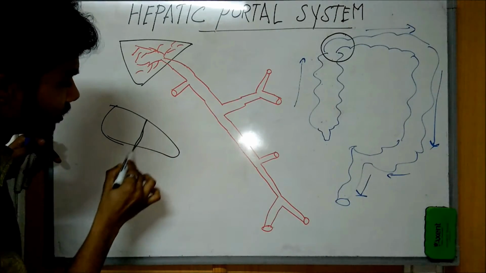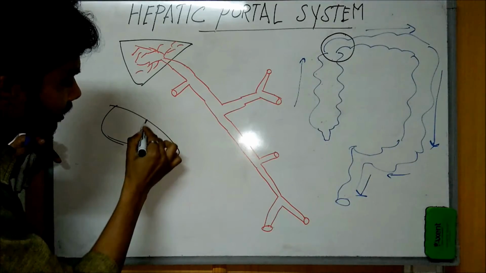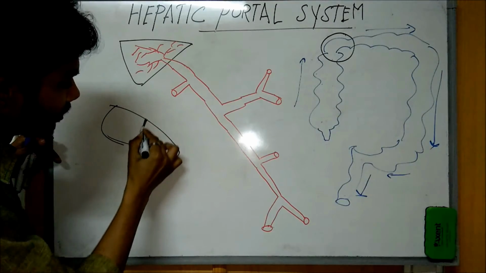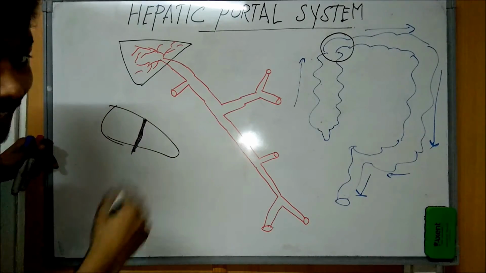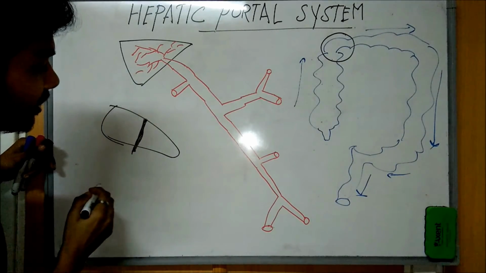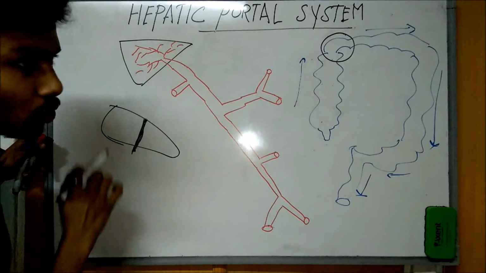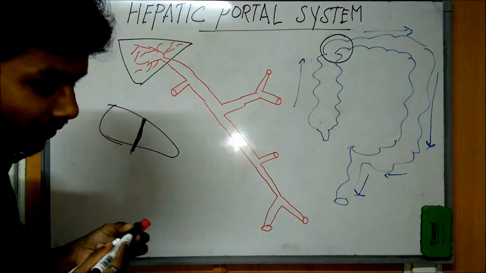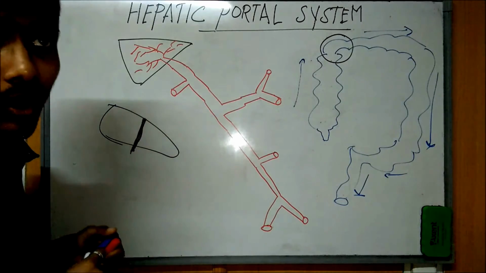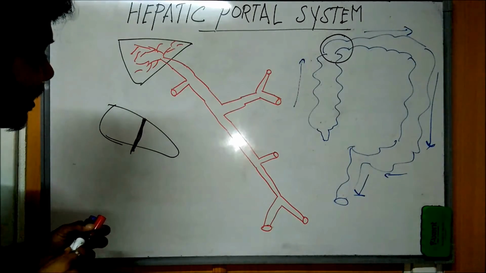we have a thick, like a septum, which will divide the liver into two lobes. That thing is called a ligament, which is called the round ligament or the falciform ligament.